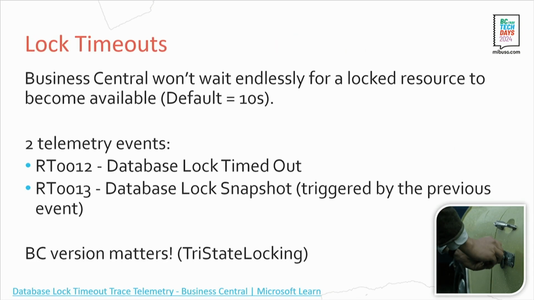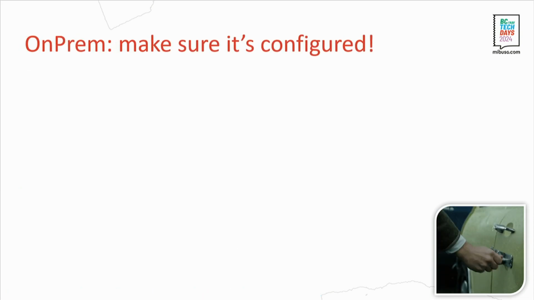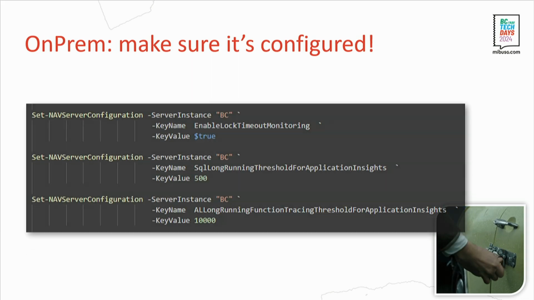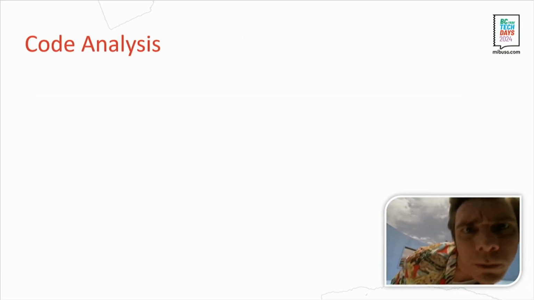On the lock timeouts, again, different kinds of things. What I didn't show you, you do have insights on the actual lock. What was the locking snapshot? What resources were locked and who was locking at that point? You do have information on that in telemetry as well. And on-prem, again, you need to enable that. On-prem, you don't get that data out of the box. Enable the lock timeout monitoring on-prem. Just do it. Don't think about it, do it. You'll need it. Especially if it's not version 23, you need it more.